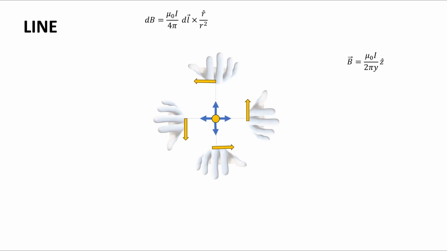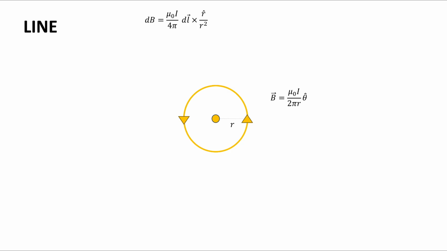Boom. Here I go. dl never changes. That always points out, and so all of these hands, the fingers point out. What changes is the r hat vector: for this guy it points right, so the palm points right. The palm points up for this one, left for this one, and down for this one, away from the wire. When I do that, you can see that really what I have is a circle. Magnetic fields form circles around straight wires.